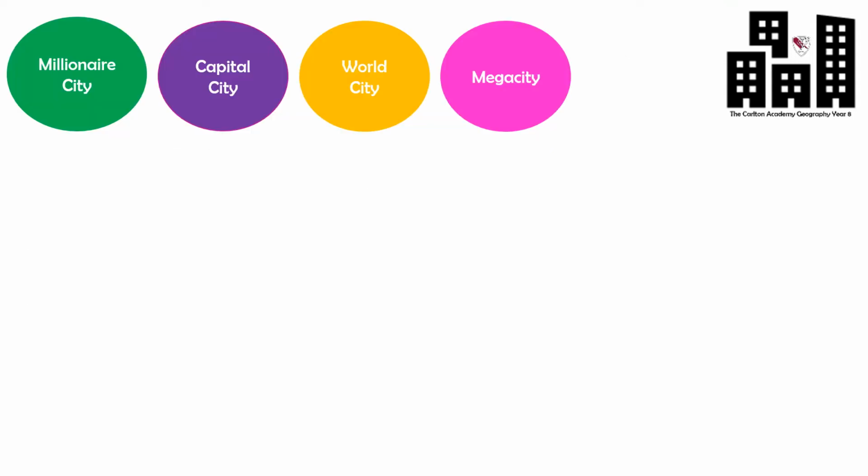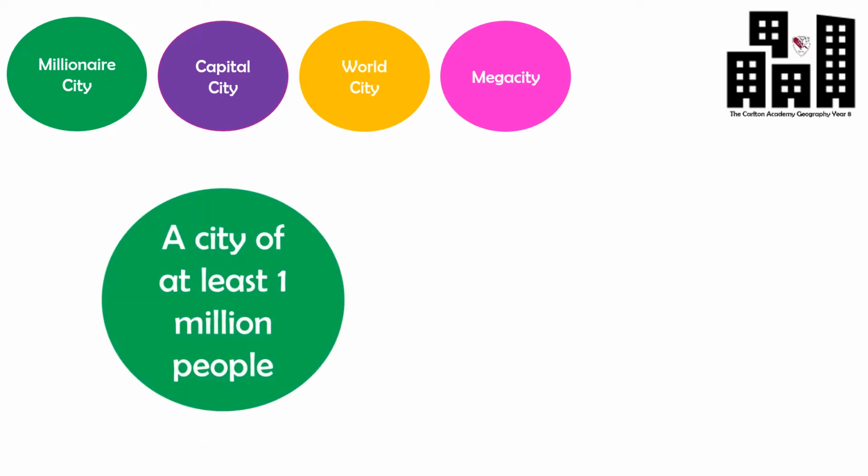So I want to take this opportunity to explain 4 different categories of city. So millionaire city, capital city, world city and megacity. You might want to briefly pause here to see if you can think what each one might be. So, a millionaire city, this is not a city full of millionaires, which many people will often think. It's a city of at least 1 million people.